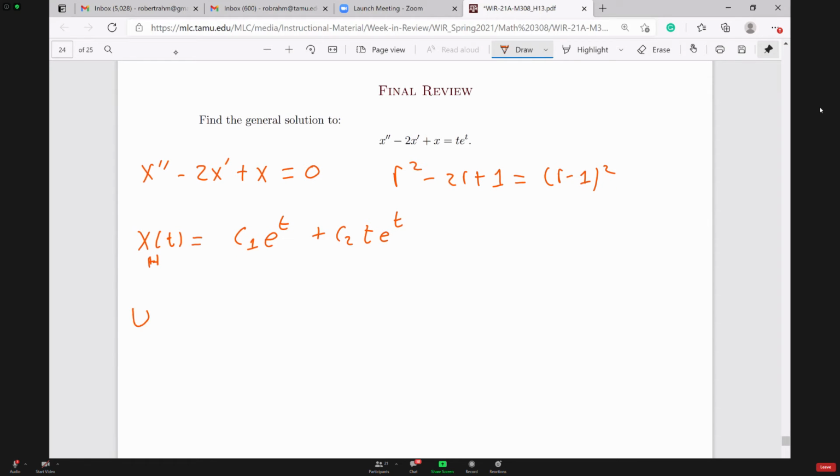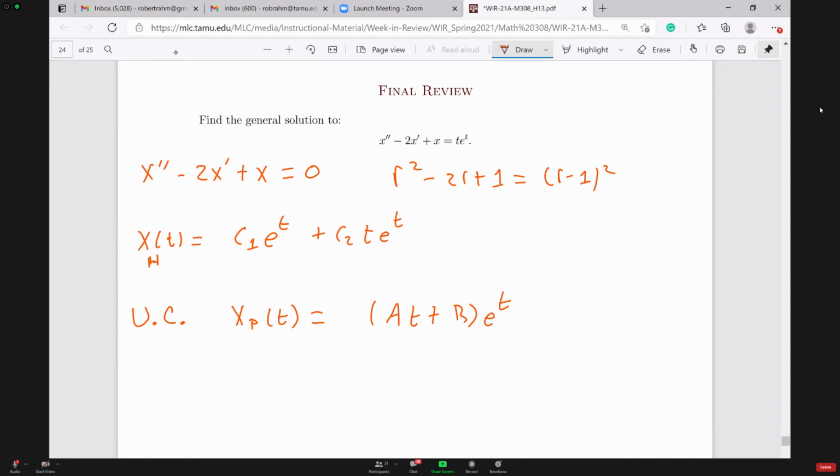Now I'm going to use the method of undetermined coefficients to find the particular solution. If the right-hand side is t e to the t, your initial guess should be (at plus b) e to the t. That should be your initial guess for the particular solution. This is just based on the chart that's in the book or just thinking through it. But what is the problem here? Yeah, (at plus b) e to the t is a solution to the corresponding homogeneous equation. So what do we do in a case like this?